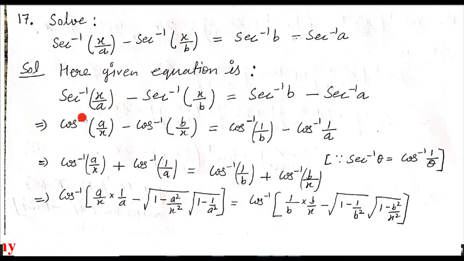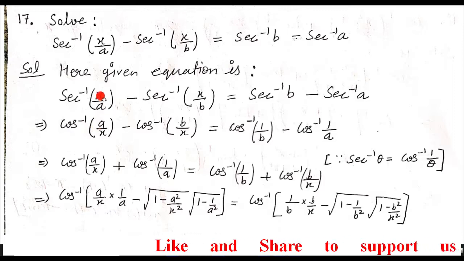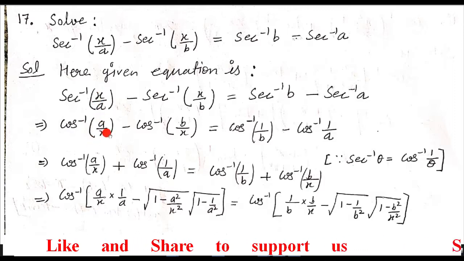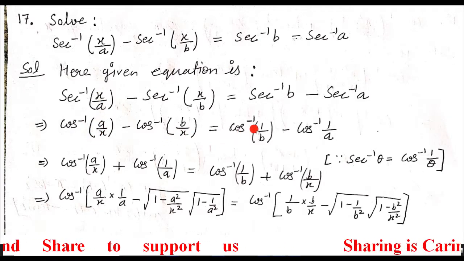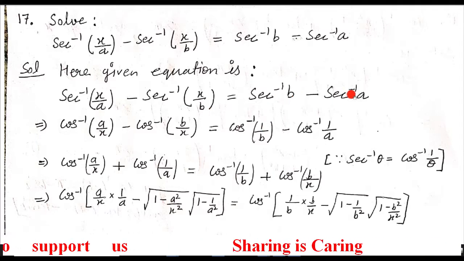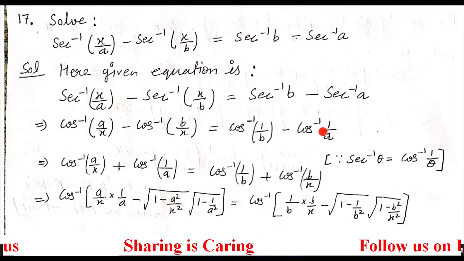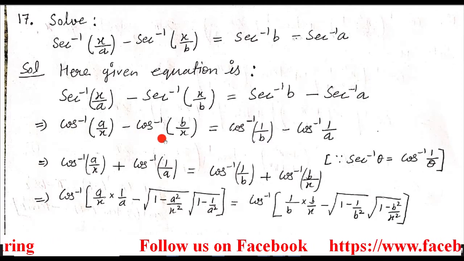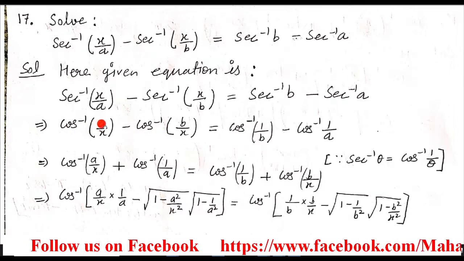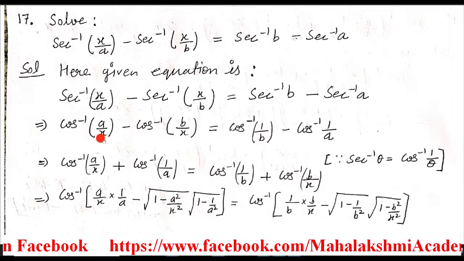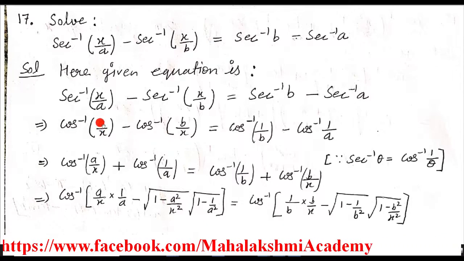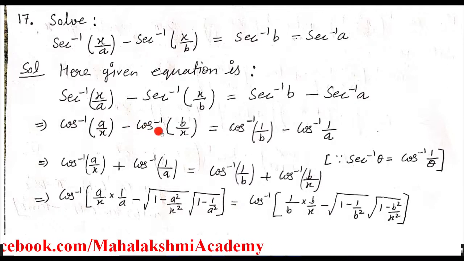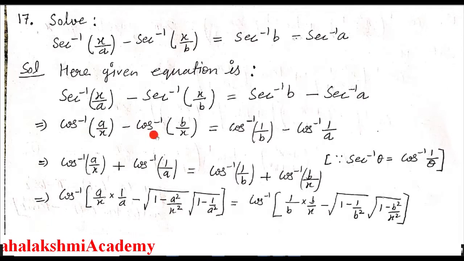When you convert sec inverse to cos inverse, you have to take the reciprocal of these fractions. So cos inverse of the reciprocal of x upon a is a upon x. In the same way, we convert all the sec inverse terms into cos inverse. Now before using the formula to combine them, bring like variables together. Like variables means I am talking about a. So here is a, but here is b. So don't use the formula directly here.